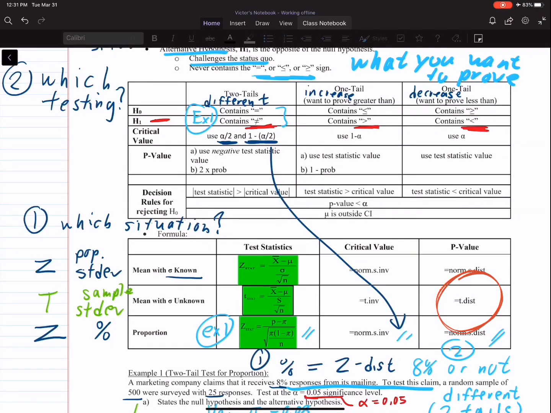And then we're going to look at the first table to find out what we need to put into the t.dist. So when we look at the one tail greater than, for p-value, we see that we're going to use the test statistics. We're going to substitute that into the formula t.dist. And then we're going to get a probability. Once we get the probability, then we're going to use 1 minus the probability. And that becomes the p-value. So we're going to do that right now.